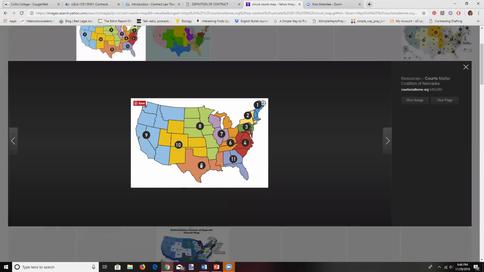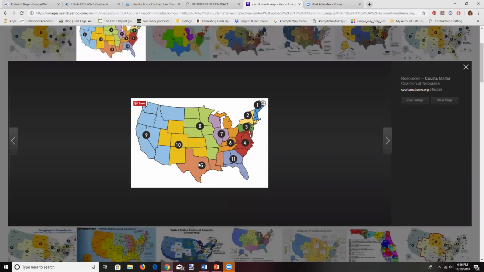So you can see we're in the 5th Circuit, and we have Texas, Louisiana, and Mississippi. We used to be part of the 11th Circuit back when, or actually more correctly, the 11th Circuit used to be part of the 5th Circuit. The 11th Circuit was the last circuit added. So once upon a time, the 5th Circuit included what's now called the 11th Circuit.